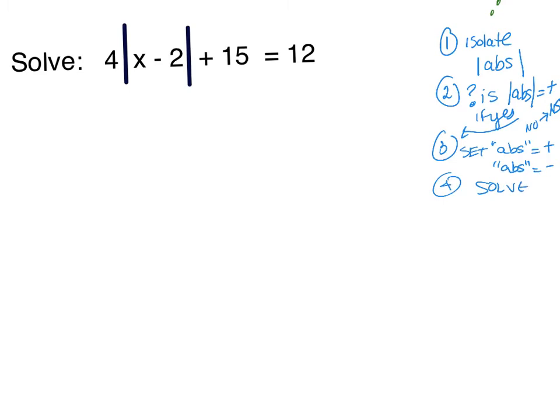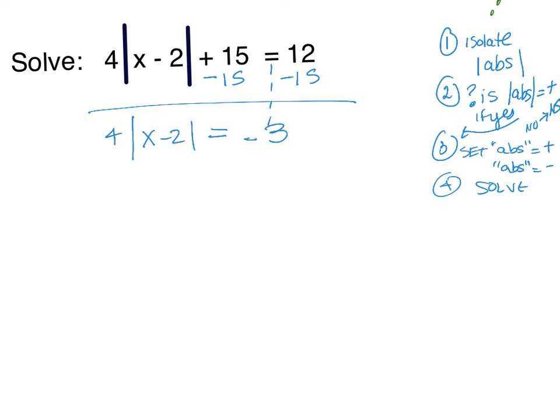So let's look at this first question. In this question, step 1 is to isolate the absolute value. So when we look at this, we have to figure out how we can get the absolute value part alone. You're going to minus 15 first. You get 4 times the absolute value of x minus 2 is equal to negative 3.